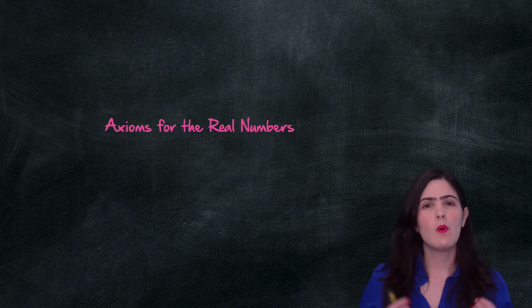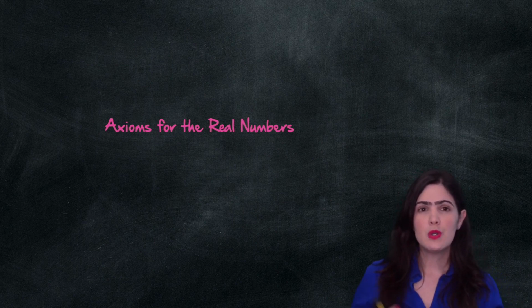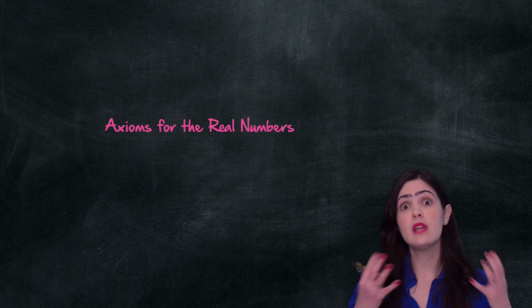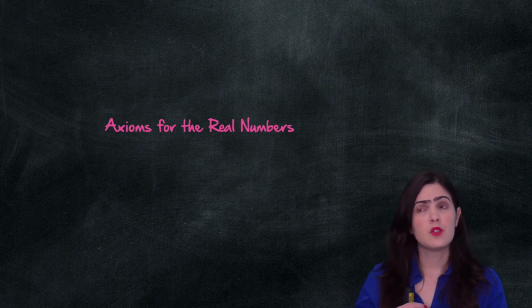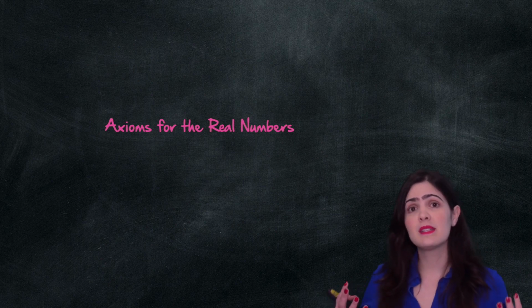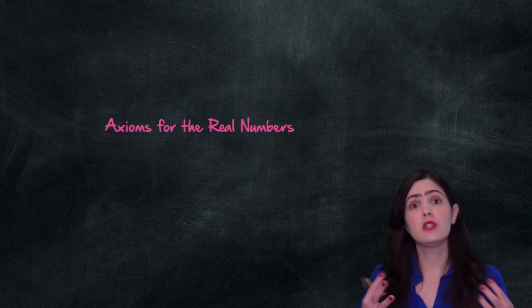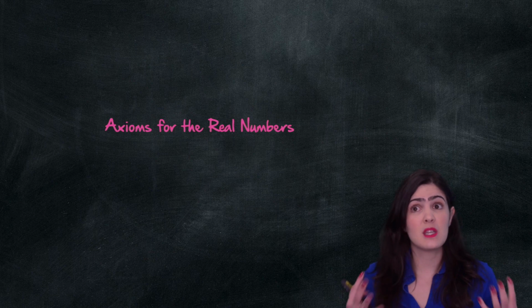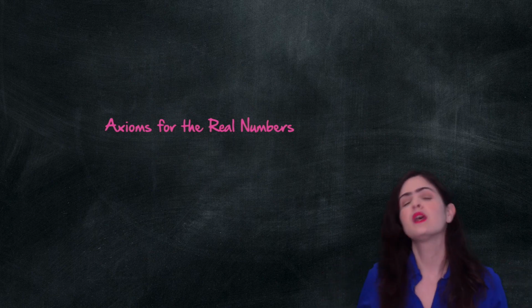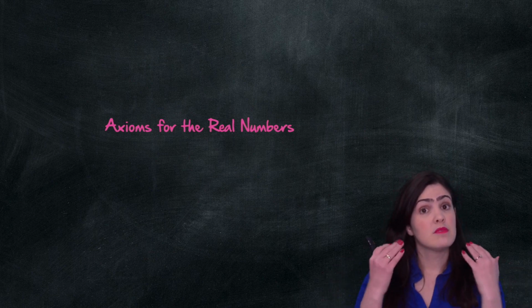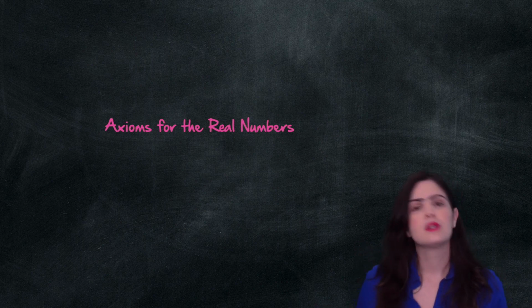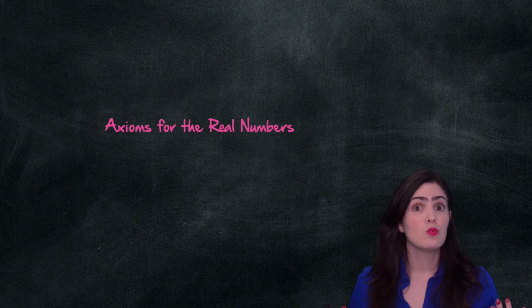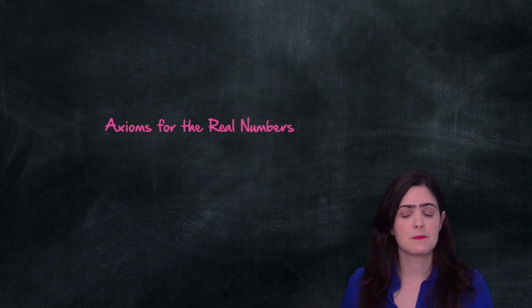Instead, what we're going to do is take the real numbers as a set together with some rules, some statements that we take as true. We don't prove them. They're called axioms. It's something that we just take as true. And that set together with all those axioms or rules is what we are going to call the real numbers.